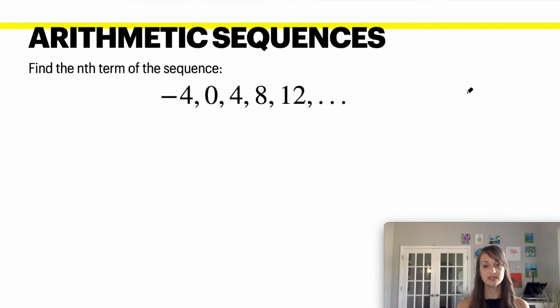So in this case, let's find the nth term of this sequence. The first thing we need to figure out is, is this an arithmetic sequence? Well, the common difference: you're going from -4 to 0, which means you are adding 4. Here, you're adding 4 again, and again, and again. So we know that the common difference is 4.